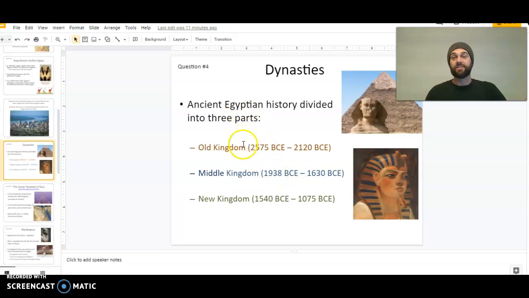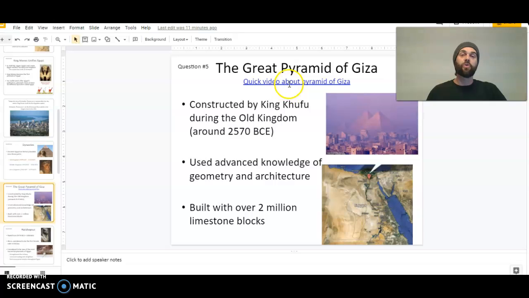And one thing we have to understand is since Egypt lasted for so long, it was split into three dynasties or three kingdoms, old, middle, and new. And as you go through your notes, I'm going to give you a little nugget of information for each one of the three kingdoms.